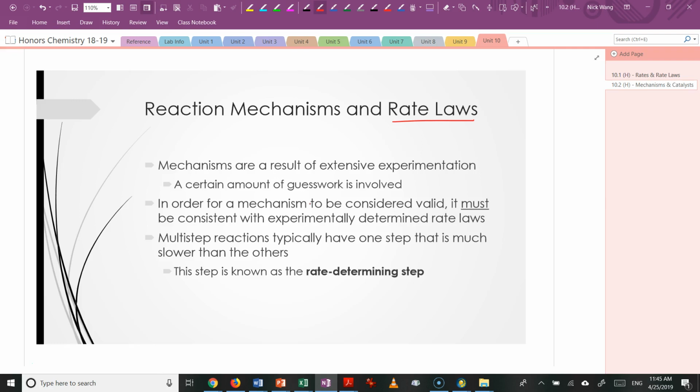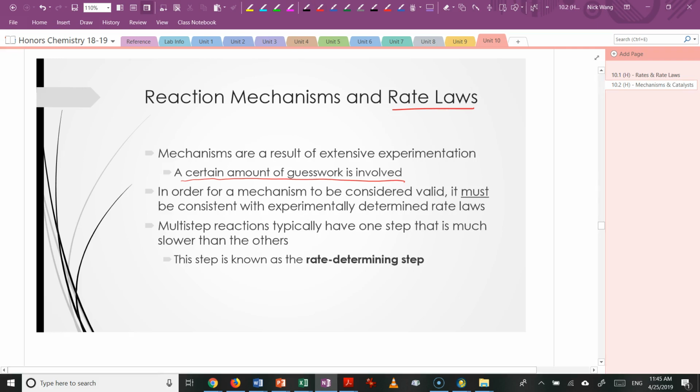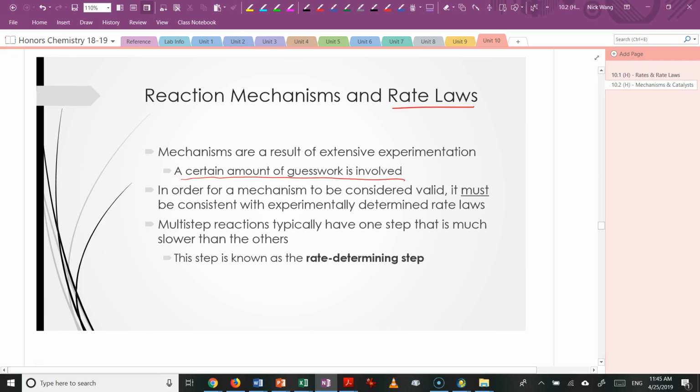So we also have to say, in order for a mechanism to be considered valid in the first place, by the way, one last thing I need to mention on this first point is that a certain amount of guesswork is involved. These are things that scientists have to work out and hash out themselves, and that's not something that's very obvious. As you can imagine, trying to come up with a mechanism seems to have many possible different ways, and there's lots of techniques to get into it. We're not going to involve that, but the main thing is that if you do generate a mechanism of some kind, as a scientist, the one thing that has to be consistent is that the mechanism can be valid only if it's consistent with an experimentally determined rate law.